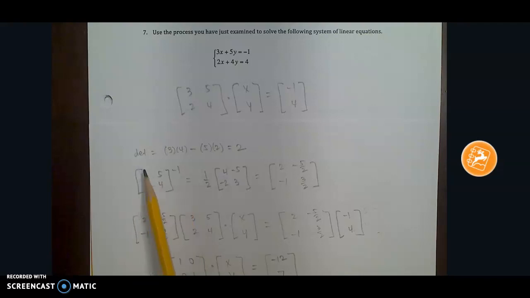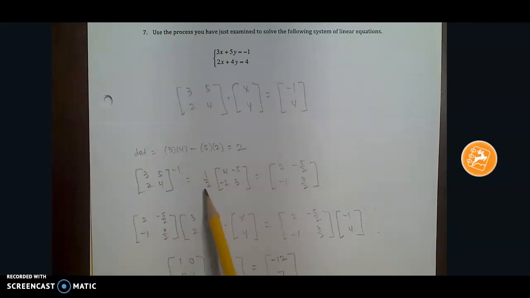So again, we want to first find the inverse of the coefficient matrix. We're going to use the determinant method of finding the inverse. Here is the determinant, and the value of the determinant is 2. So we're going to use that. Here's the notation for inverse. We want to find the inverse of this coefficient matrix by using the determinant method.